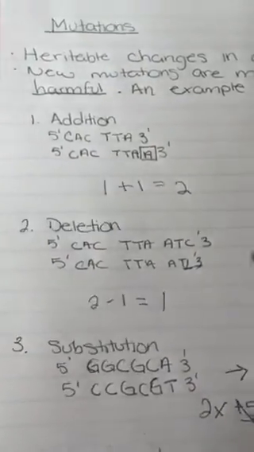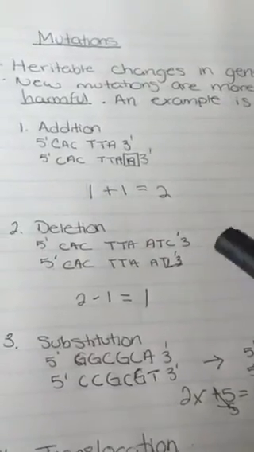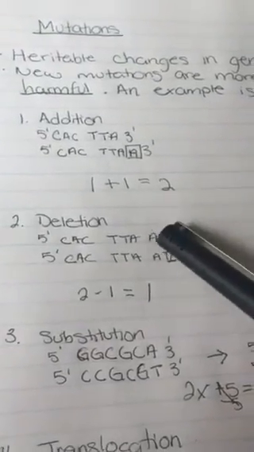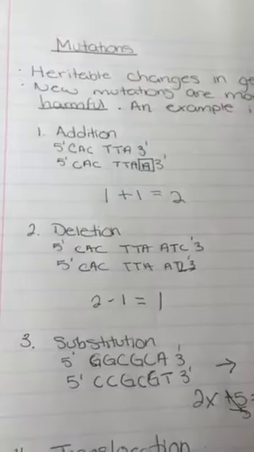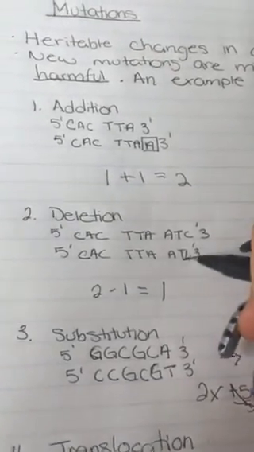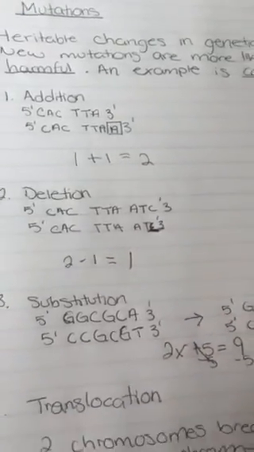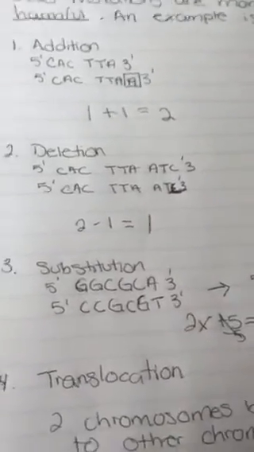And the deletion is just vice versa of the addition. So you have an extra C than this one. So like this is an extra space that you don't have. So 2 minus 1 is 1.